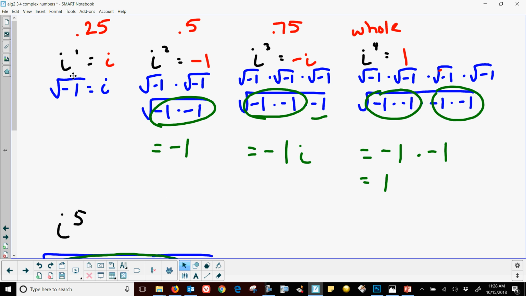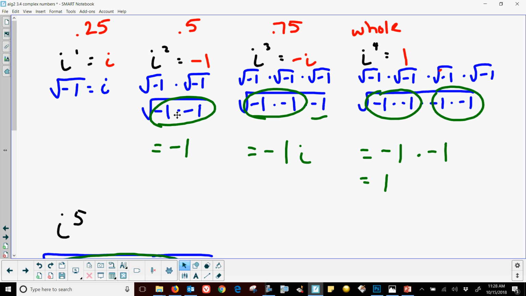So the square root of negative 1 is i. i to the first power equals i. We'll get to this in a second. i squared. Well, anything squared, like x times x, is x squared. So this is i times i. Well, here's i, and here's i, and square roots like this can actually be shoved together. And then we find a pair.